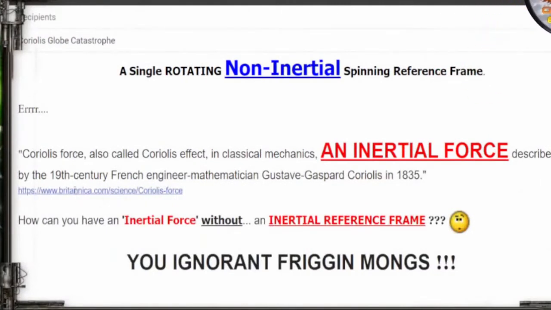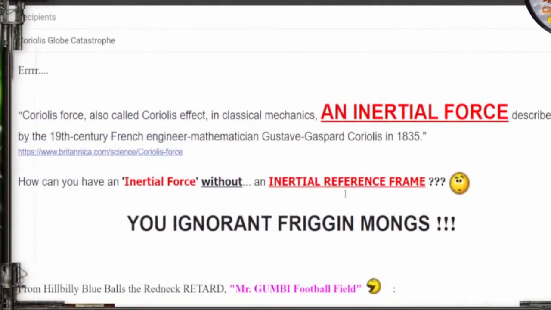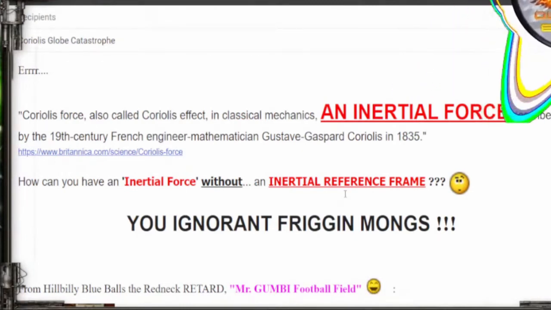From Britannica, Coriolis force, also called Coriolis effect in classical mechanics, is an inertial force, described by the 19th century French engineer mathematician Gustave Gaspard Coriolis in 1835. How can you have an inertial force without an inertial reference frame? Riddle me that. And then you say, well, we never said that.